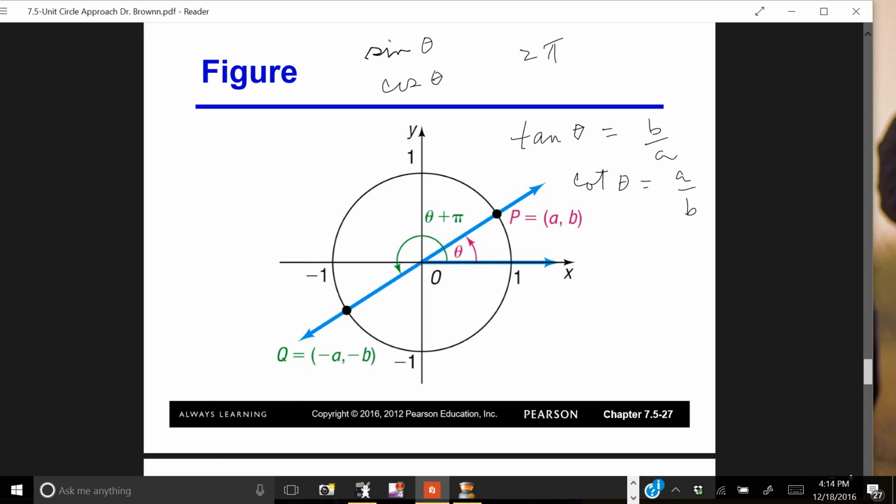So if you start at a point P, A and B, and go pi, which is 180 degrees, you have minus A and minus B, and B over A would still be the same. So the period of tangent and cotangent is pi.